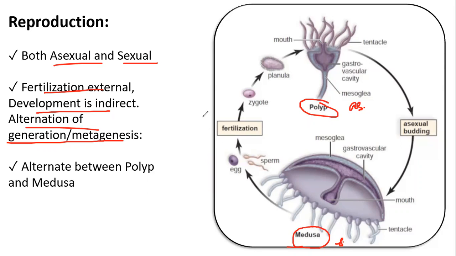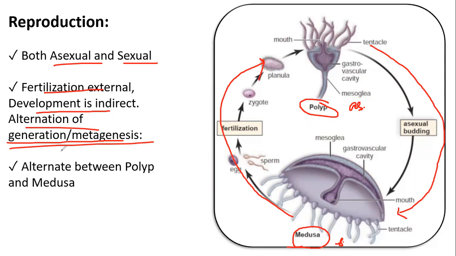The sexual form, the medusoid, reproduces sexually to form the polyp, and this polyp undergoes asexual reproduction to form the medusa. That's why we say alternation of generation is seen, and such alternation of generation is known as metagenesis. It is an alternation between the polyp, the asexual stage, and the medusa, the sexual stage.